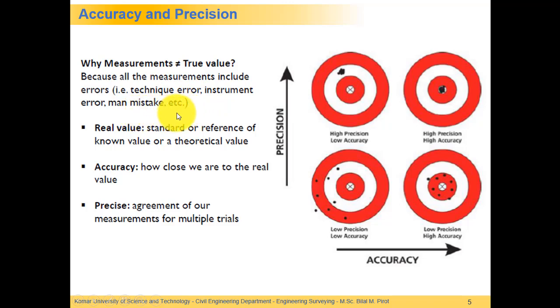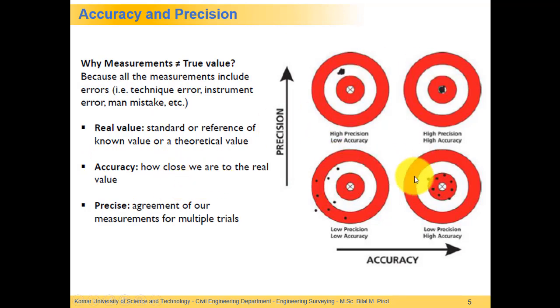So it means the real value is deviating from the measured value with a ratio. So this kind of deviation is called the lack of accuracy. So accuracy means how close you are to the real value.